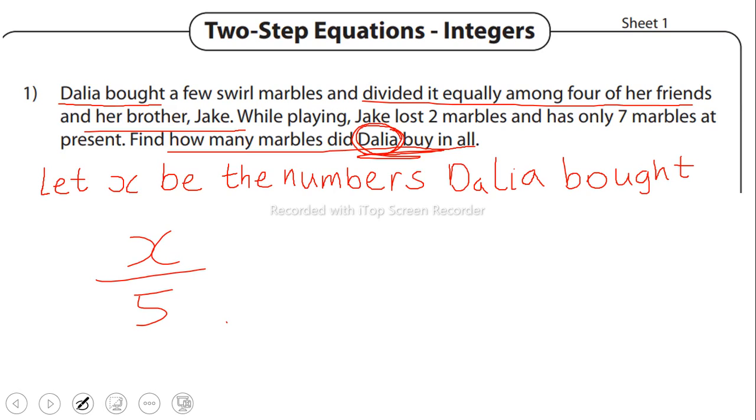While playing, Jake lost 2 marbles. But we don't know how many marbles Jake had in total, isn't it? Wouldn't the 7 be for Delia? Wouldn't the 7 be a representation of the 9 in total? No, it can't be 9. Okay, that's true.